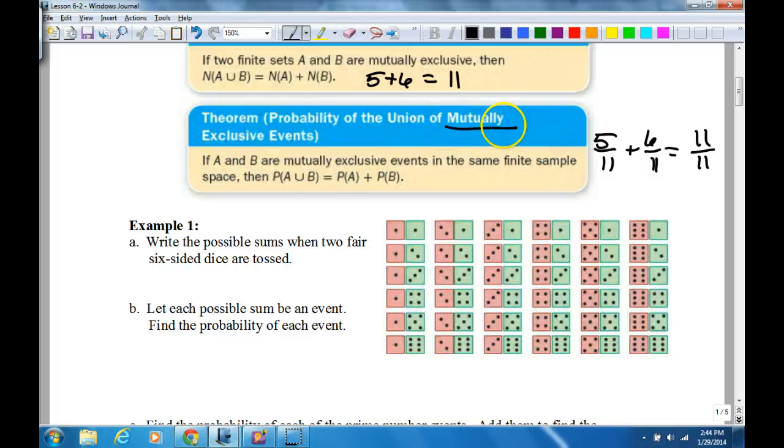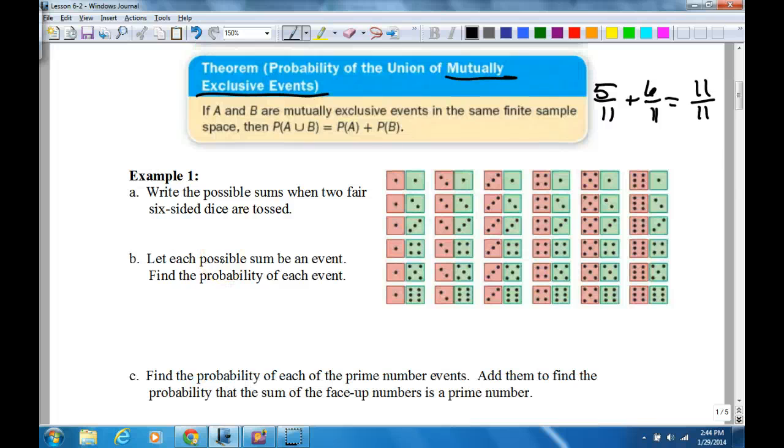Yep. Notice it says it right there. It says write the possible sums when two paired six-sided dice are tossed.